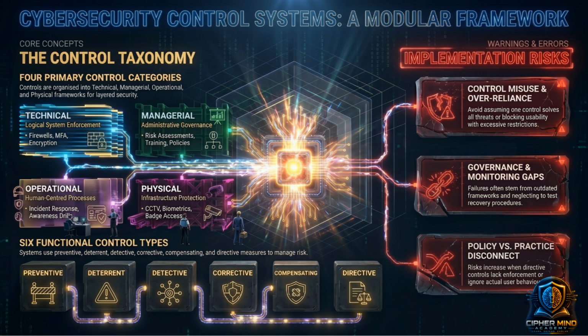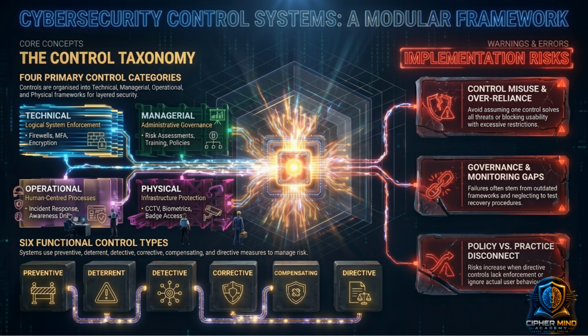Operational controls are carried out by people and processes. Examples include security awareness training, incident response procedures, change management, and day-to-day security operations. Physical controls protect facilities, equipment, and infrastructure. Examples include locks, security guards, CCTV systems, badge readers, and biometric scanners. Think of categories as answering the question, who or what is responsible for implementing the control?